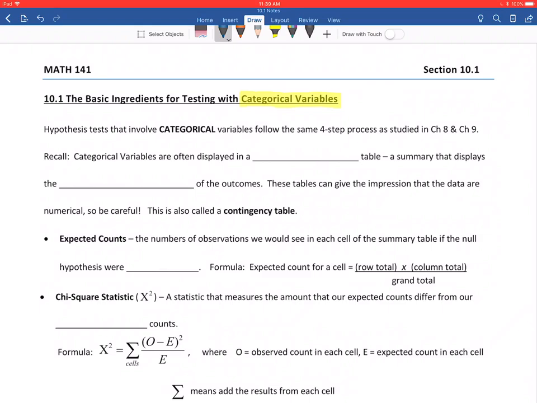Some differences are that, remember, from way back at the beginning of the semester, categorical variables are often displayed in something called a two-way table. A table that shows the frequency of the outcomes. These tables can give the impression that the data are numerical, so you do have to be careful. Another word for a two-way table is a contingency table. And why this is important is that this is what it's denoted in StatCrunch. So you'll find yourself going to a contingency table area to do some of our calculations.